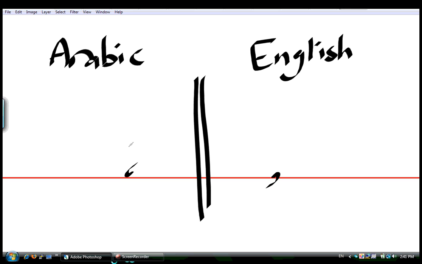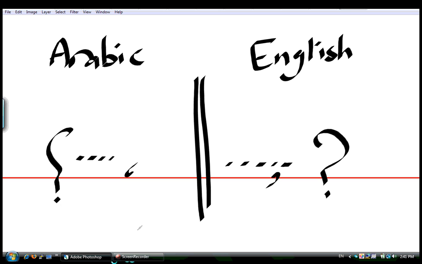It's upwards. Another thing that's different is the question mark. The question mark has an opening towards where the text comes from, so in English the opening is from this side. It's the same in Arabic: because the text comes from here, the question mark is faced that way. It's the same shape, by the way, just mirrored on the other side.